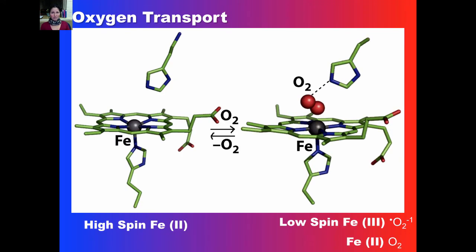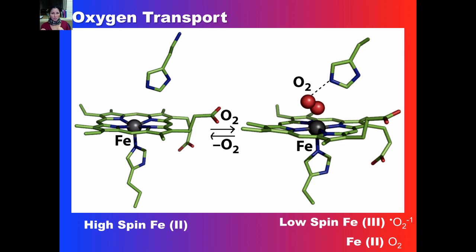The porphyrin ring here is binding to iron, and in the apo form, where oxygen is not bound, the iron is iron 2, and it's high spin. So it has electrons in its t2g and its eg set, so it has electrons in the higher energy orbital of the d splitting. And it's a larger ion when it's in this kind of a configuration.